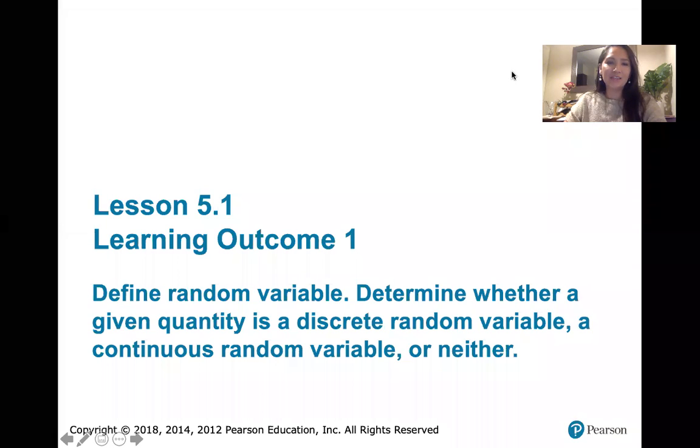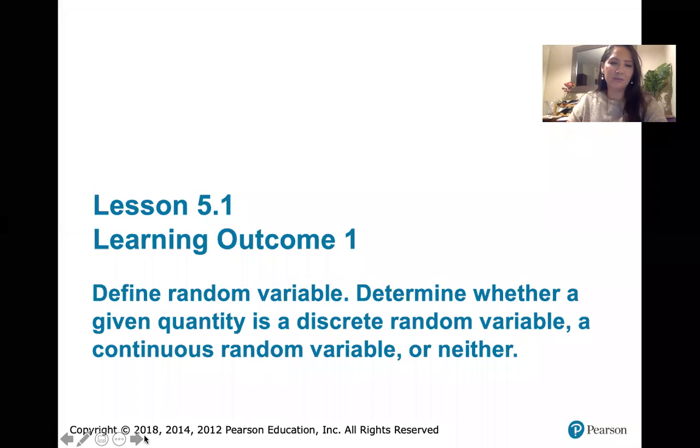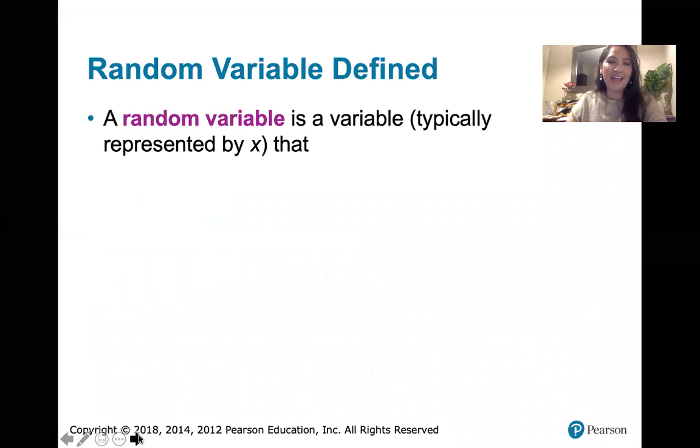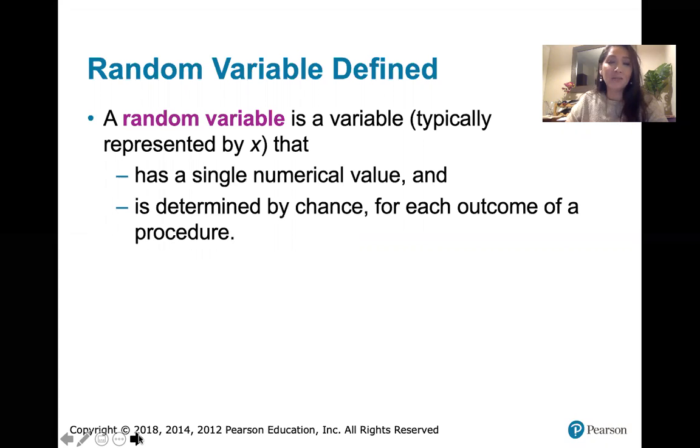In this video, we discuss learning outcome number 1 from lesson 5.1, which is all about random variables and determining whether a quantity is a discrete random variable, a continuous random variable, or neither. So here's the definition. A random variable is a variable that is typically represented by x and has the following qualities. It has a single numerical value. So it has to be numerical and it's just one value. And it's determined by chance for each outcome of the procedure.